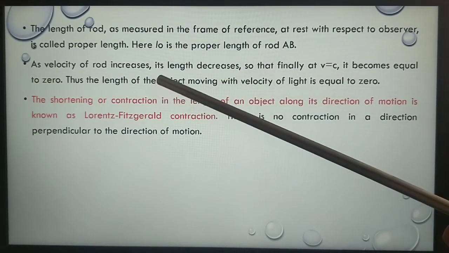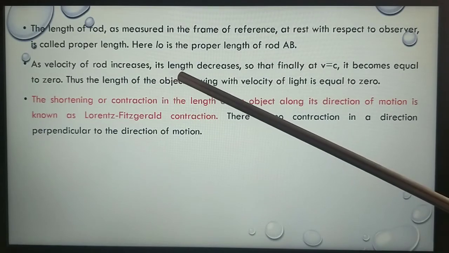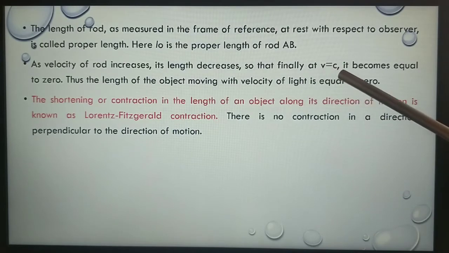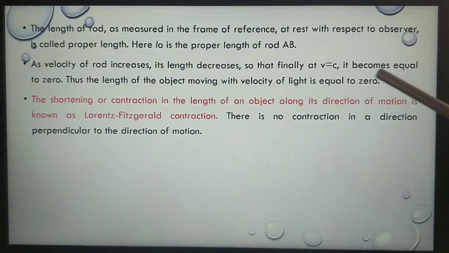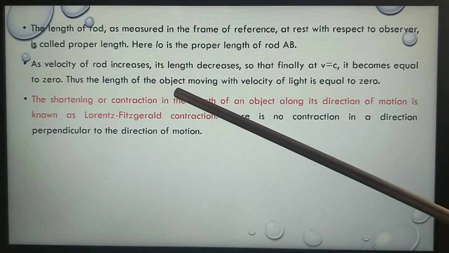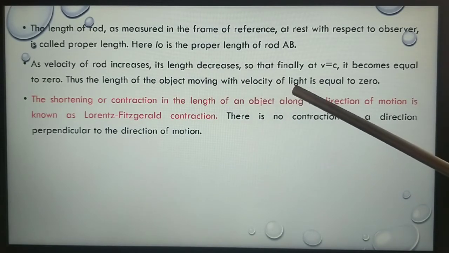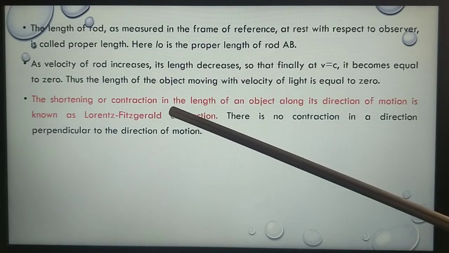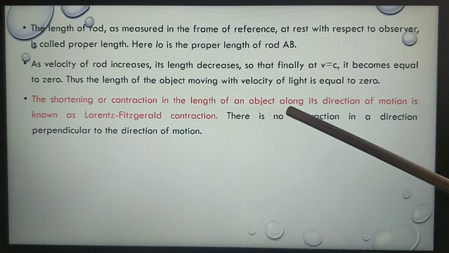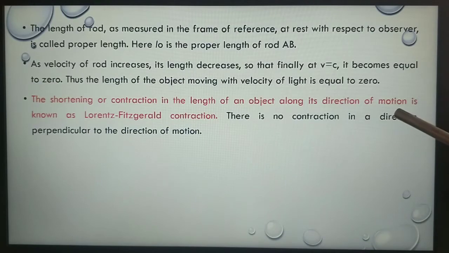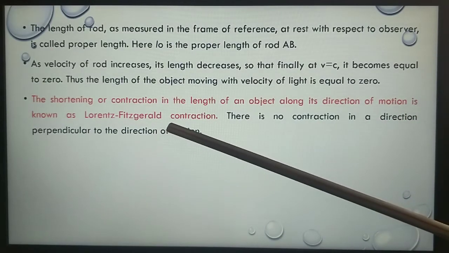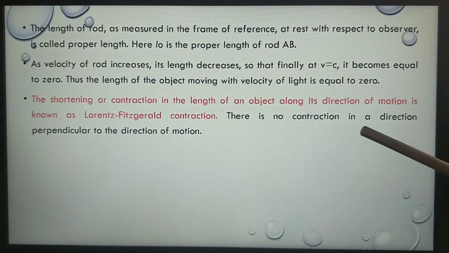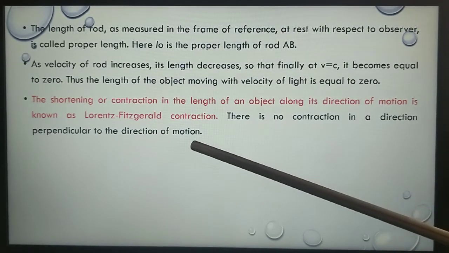As the velocity of the rod increases, its length decreases so that finally at v equal to c, it becomes equal to 0. Thus, the length of an object moving with the velocity of light is equal to 0. The shortening or contraction in length of an object along its direction of motion is known as Lorentz-Fitzgerald contraction. There is no contraction in a direction perpendicular to the direction of motion.